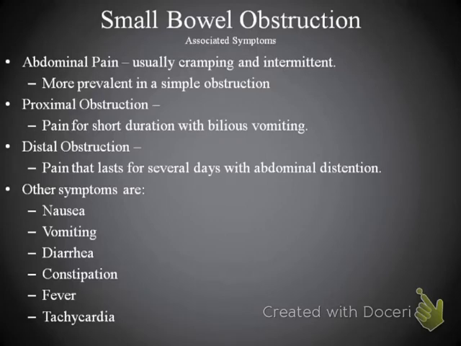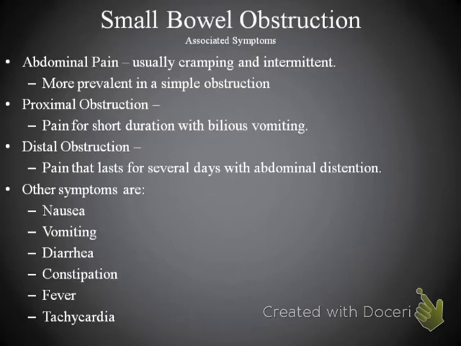So the symptoms of bowel obstruction, or small bowel obstruction in particular. Number one is abdominal pain, usually cramping and intermittent. It's more prevalent in a simple obstruction. And so it kind of comes and it kind of goes, and makes you think that you've got a stomach virus or something like that. Proximal obstruction, you have pain for a short duration with bilious vomiting. Distal obstruction, pain that lasts for several days with abdominal distension.